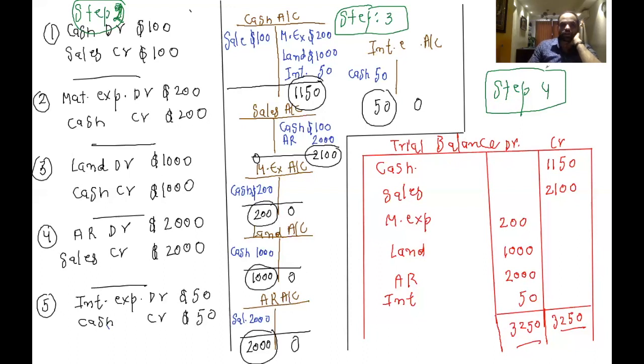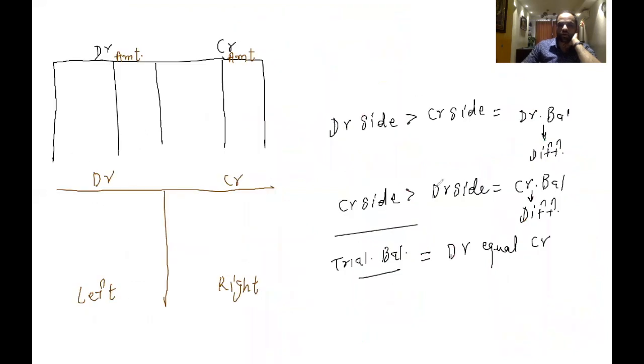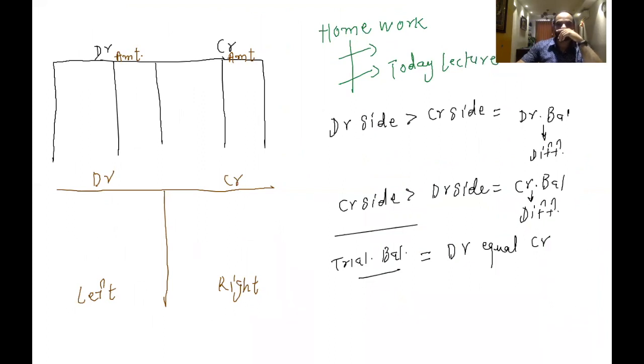No question. So I remind you of your homework again. You have 2 homeworks, 2 activities. One is today's lecture, which we practiced. For today's lecture, you already made the journal entry. You have to make the ledger and trial balance. That's your homework for today's.